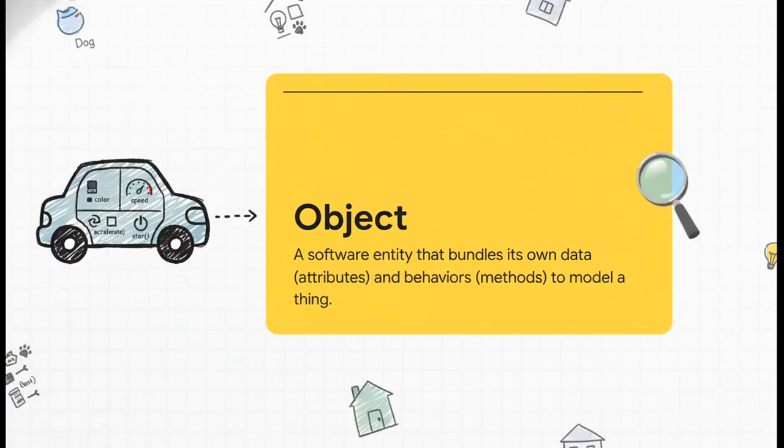And at the absolute heart of this whole thing is the object. An object in software is just what it sounds like. It's meant to be a digital mirror of a real-world thing. It's a neat, self-contained little package that bundles together its own data, that's what it is, and its own behaviors, that's what it can do. So a car object would know its color and its current speed, and it would be able to start, stop, and accelerate. It all makes sense, right?